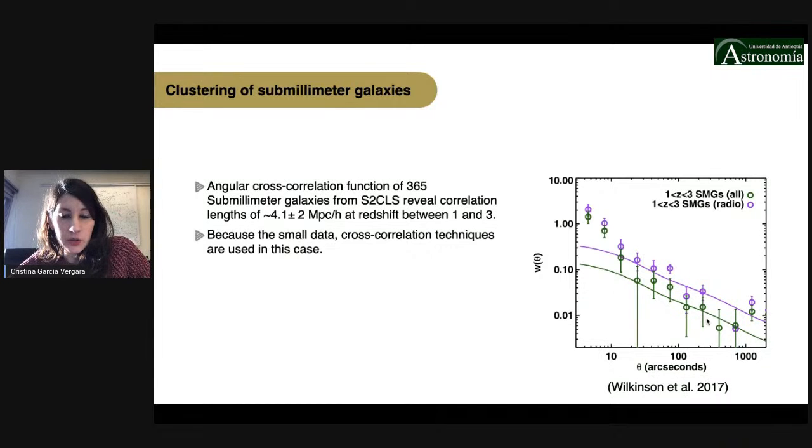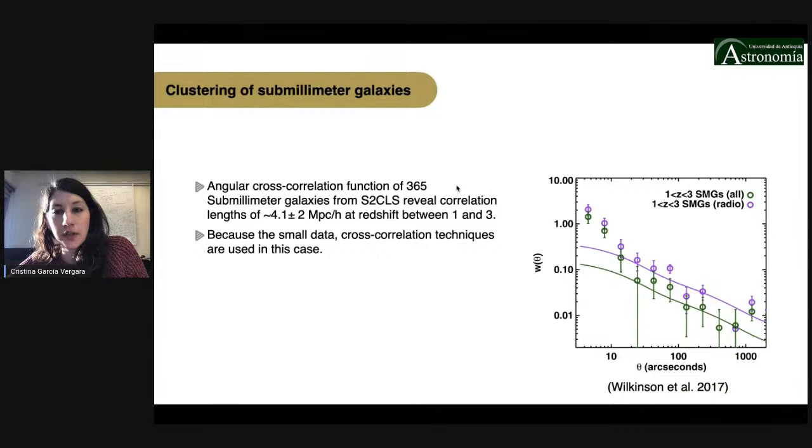Okay, so in 2017, Wilkinson et al. measured the angular correlation function of sub-millimeter galaxies using a sample of 300, more or less, sub-millimeter galaxies from SCUBA 2. Here I say they measure the angular cross correlation, because given that they have a small sample size, they are using a cross correlation technique to decrease the error bars of the measurement.